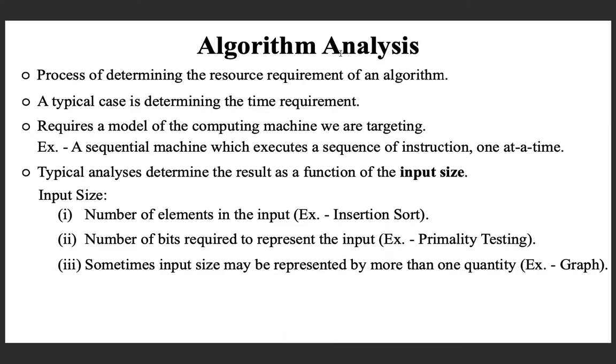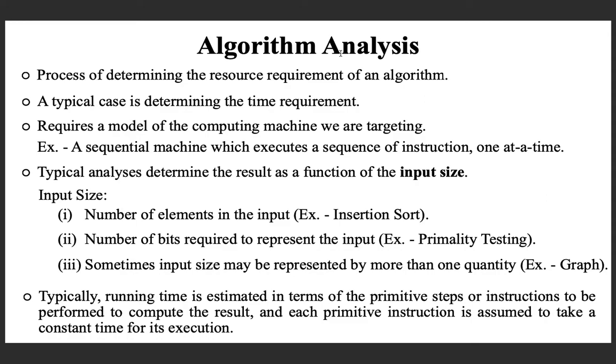Sometimes input size may be represented by more than one quantity. For example, for a graph traversal algorithm, you may be interested in estimating the time in terms of the number of edges and the number of vertices. So it could be a function of more than one factor. Typically, running time is estimated in terms of primitive steps, that is, the basic instructions to be performed to compute the result. Each primitive instruction is assumed to take a constant time for its execution. For example, in the sorting problem, the most common operation performed is comparison between two elements. So comparison is the most fundamental operation.